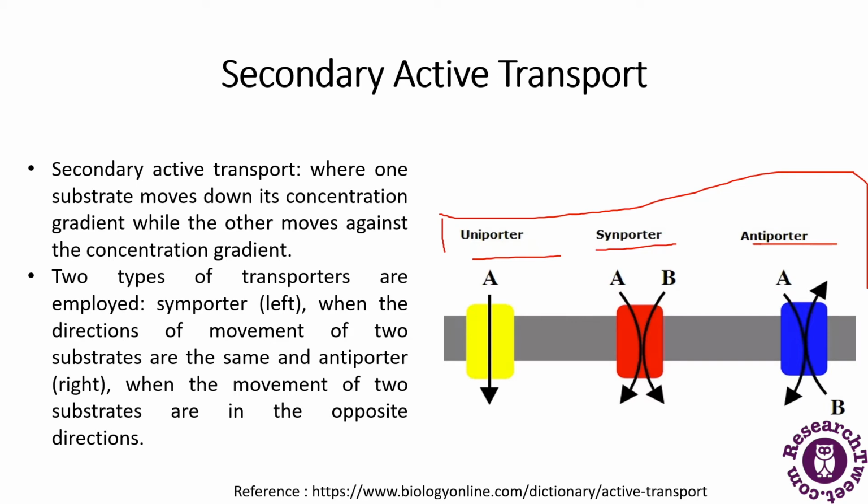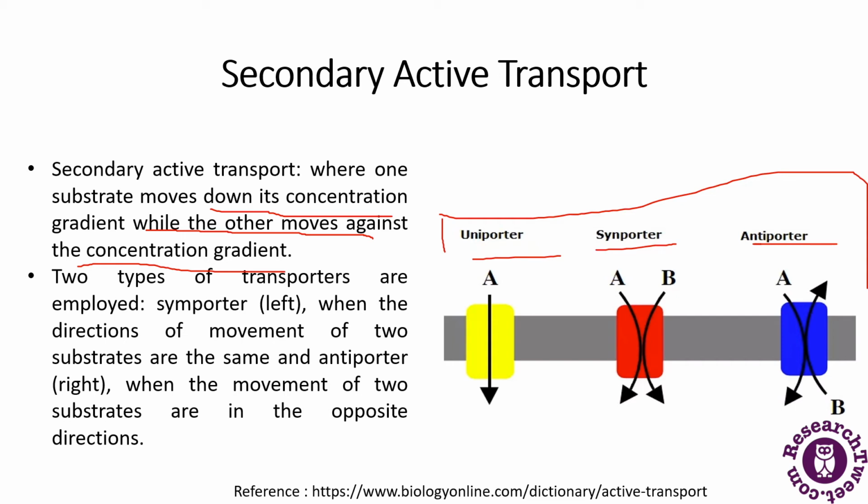It is the one where the substrate moves down its concentration gradient while the other moves against the concentration gradient. So this is what secondary active transport is about. Then there are two types of transporters that are employed. Symporters, when the direction of movement of the substrates is the same. So a symporter is when the direction of the two substrates is the same.